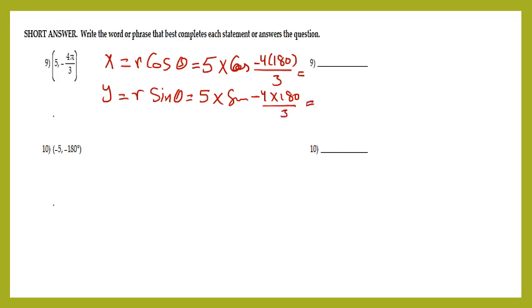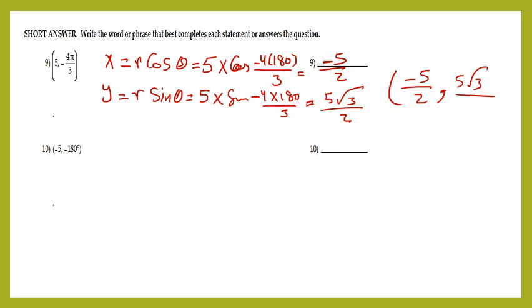For this one, the x gives me negative 5 over 2 by using my calculator, and for this one, it's 5 root 3 over 2. So the coordinates are negative 5 over 2 and 5 root 3 over 2.